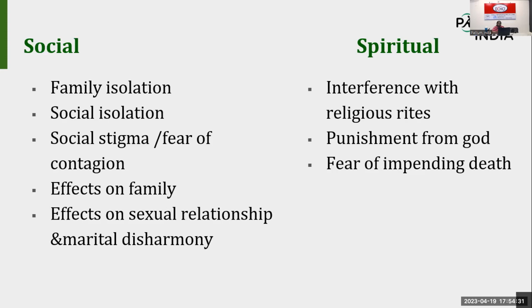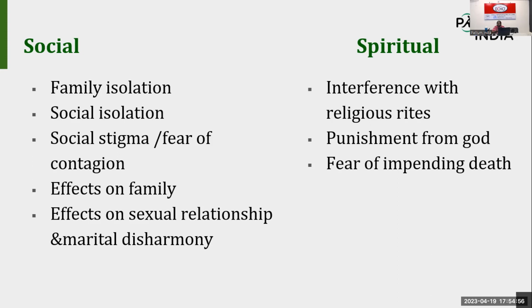Coming to the social part, family isolation. Most of the time, if one person gets this kind of illness in a family, the family members choose a corner side room and keep the patient there. They will not allow the patient to enter the kitchen or dining area. They always keep the patient apart, and that affects the patient emotionally.